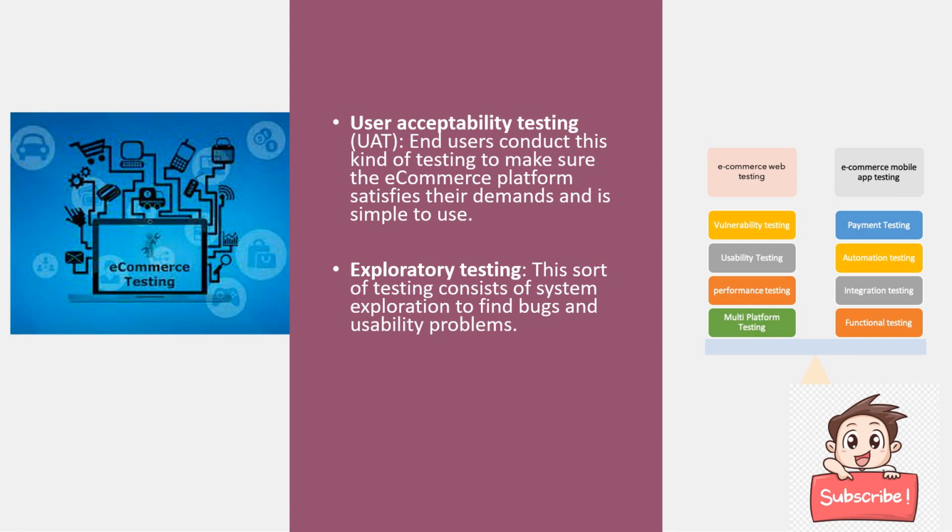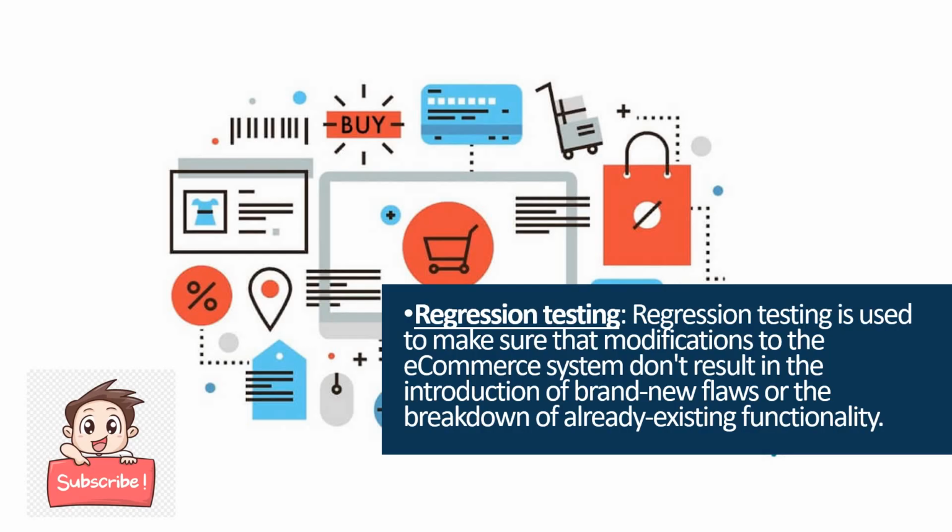Exploratory testing consists of some system exploration to find bugs and usability problems. You just go randomly, search out any of the functionality, and go back and forth. So that is how we do random testing. Then we also have regression testing, which is popular. Regression testing is used to make sure that modifications to the e-commerce system don't introduce brand new flaws or break already existing functionality. That's how we do it.